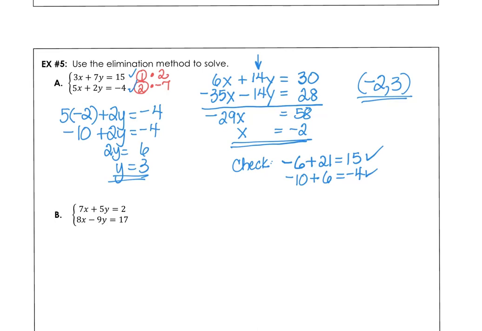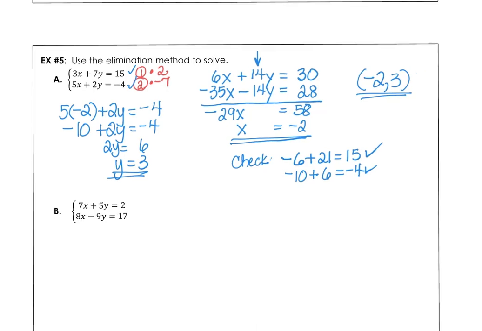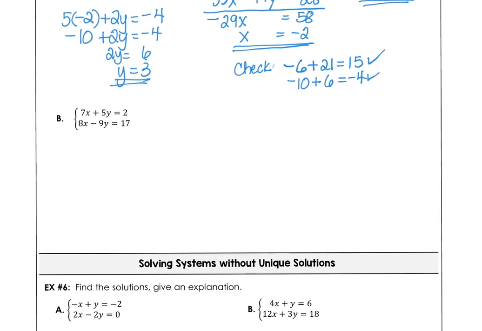Moving on to part B, I would recommend you turn off the video and try part B on your own. Then come back to check your work with my work. Now in part B, my idea is again to eliminate y. It won't always be that way, but I see opposites on the sign. So if we multiply the top by positive 9 and the bottom by positive 5.